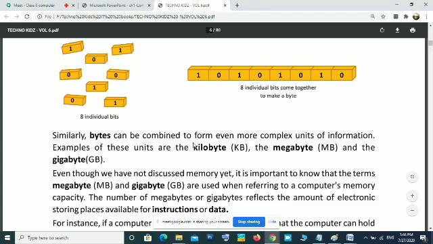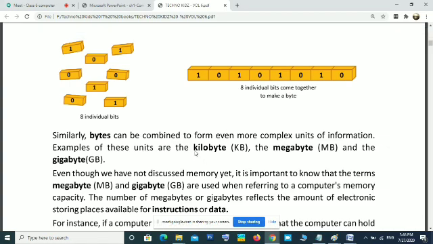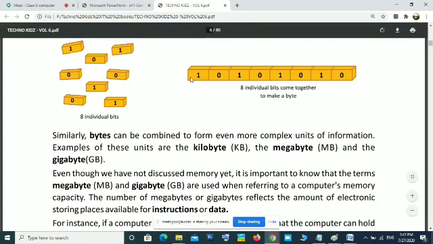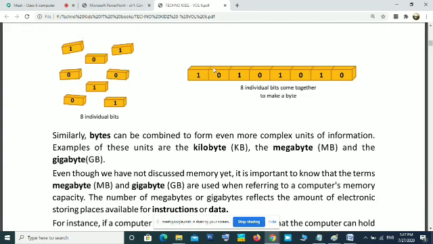Examples of this unit are kilobytes. A kilobyte means 1024 bytes. Normally kilo is 1000, but in computers it is 1024, because computer memory goes in multiplication of 2. In a single bit you can store 2 values. In 2 bits you can store 4 values. Like that, it goes on multiplying by 2. That is why 1 kilobyte is 1024. Unlike kiloliter or kilogram or kilometer, which are all 1000, in computers it is 1024. The reason is that it is multiplied by 2.